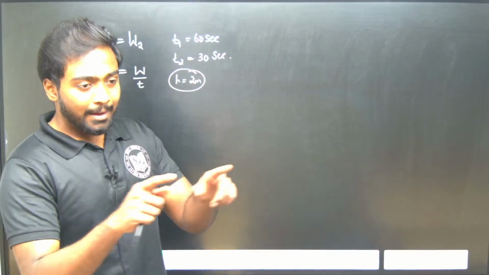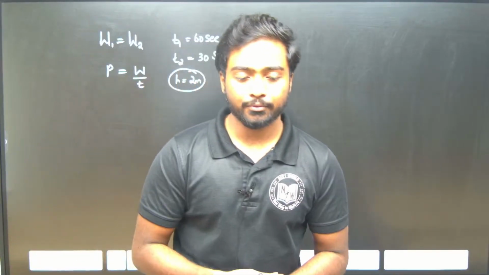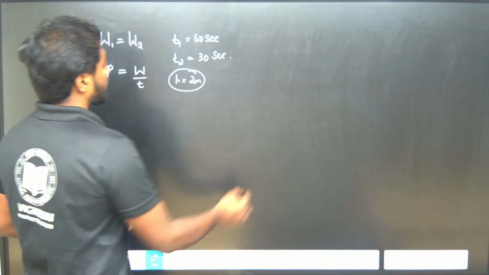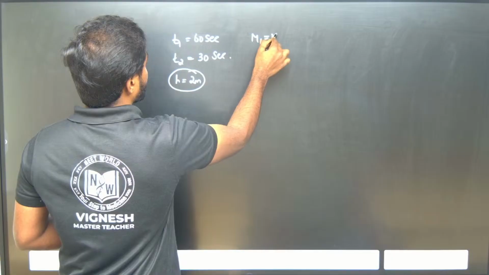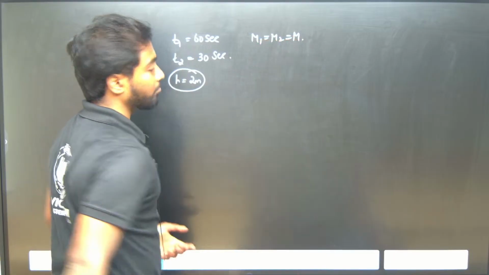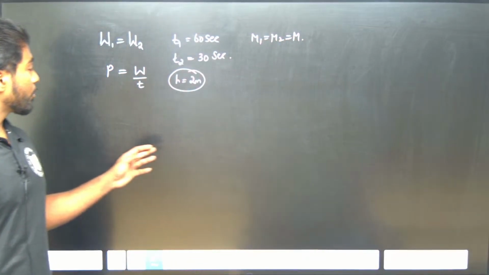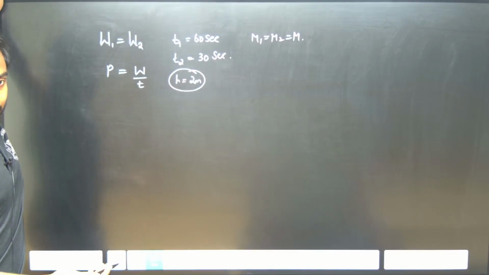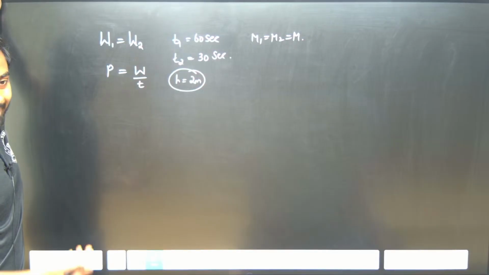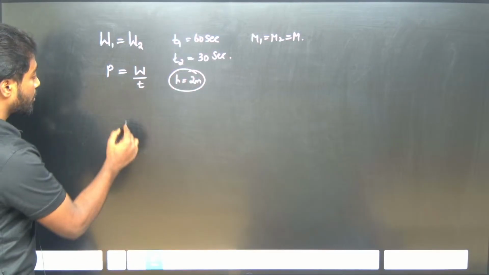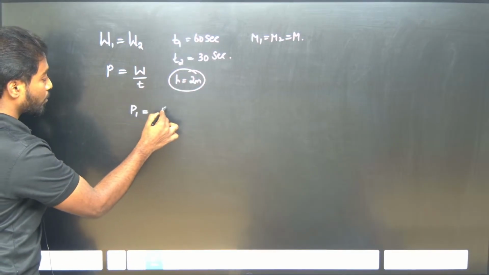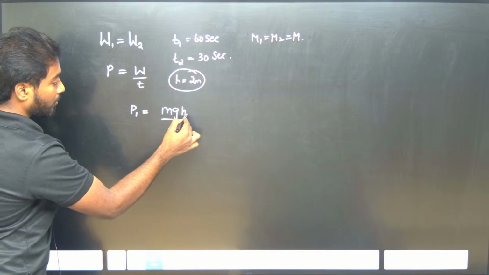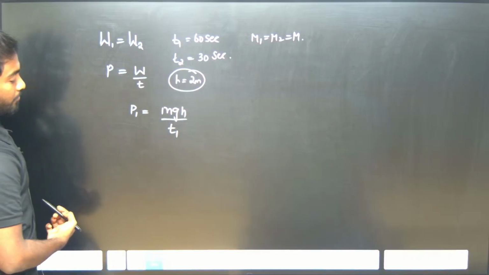Alright, don't worry, mass is nothing but the mass of the box only they are lifting. So the mass of the box will be the same anyhow, okay. So m1 will be equal to m2 equal to m only. Don't worry about that mass, I only need to worry about the time, and time is the only thing. Gravity is also the same. So P1 will be equal to mgh by T1, that's it.